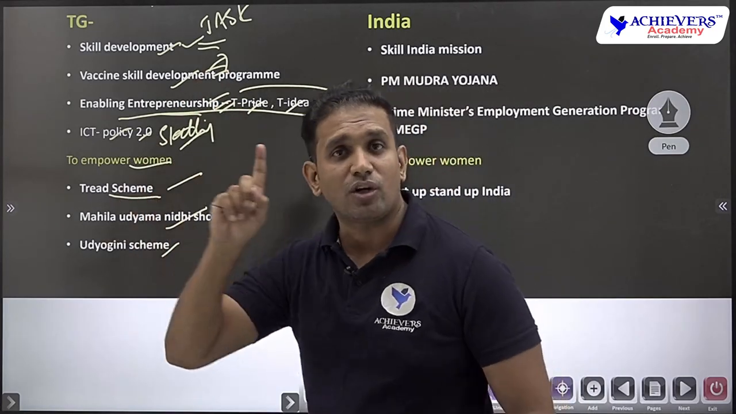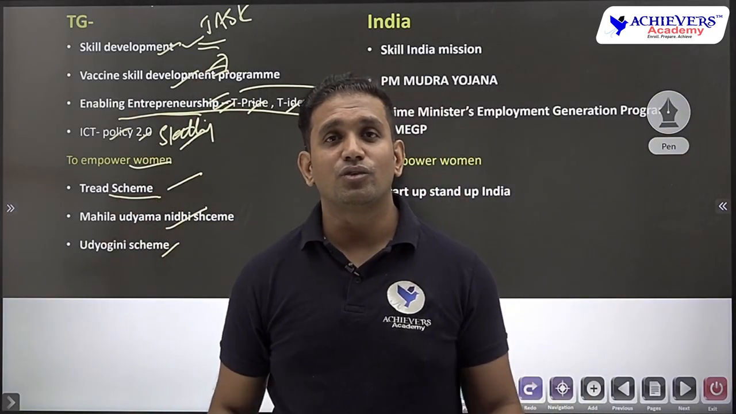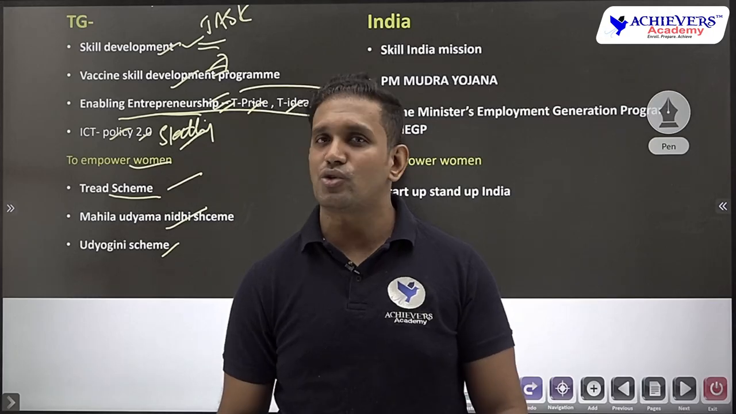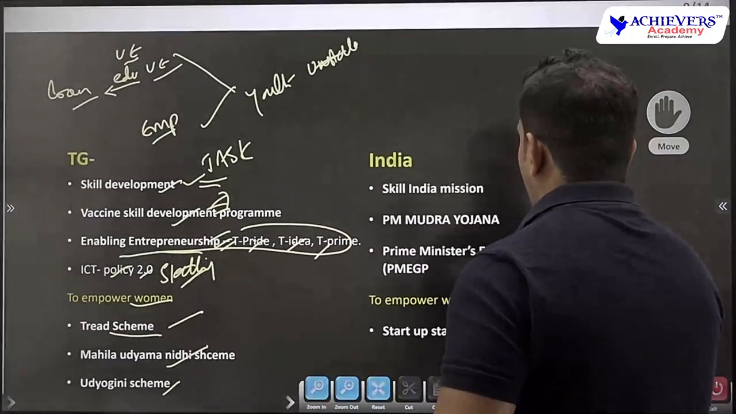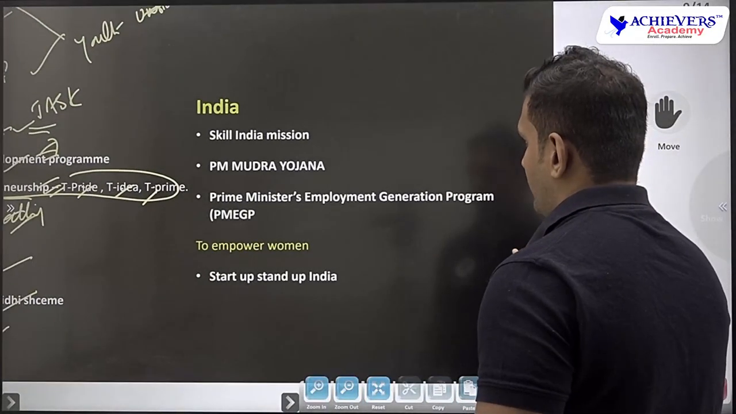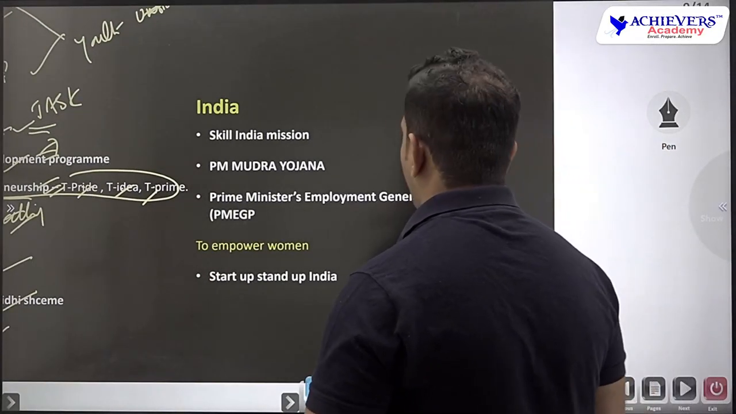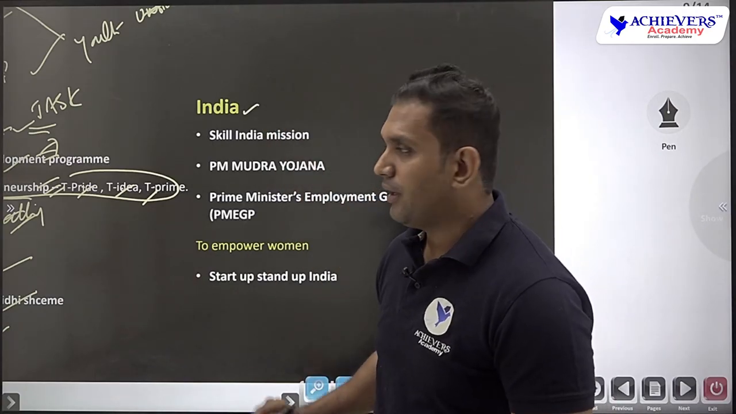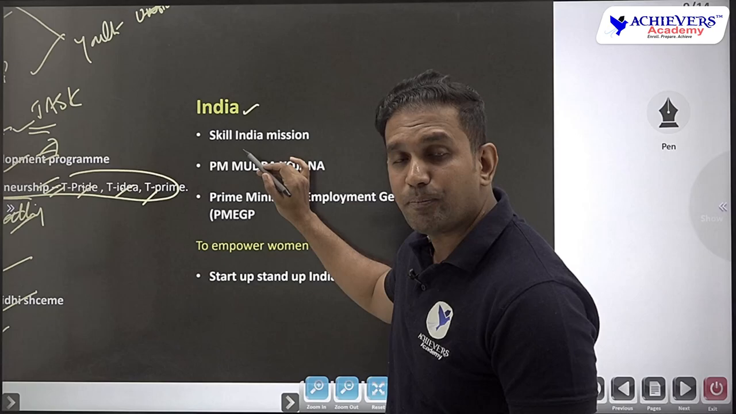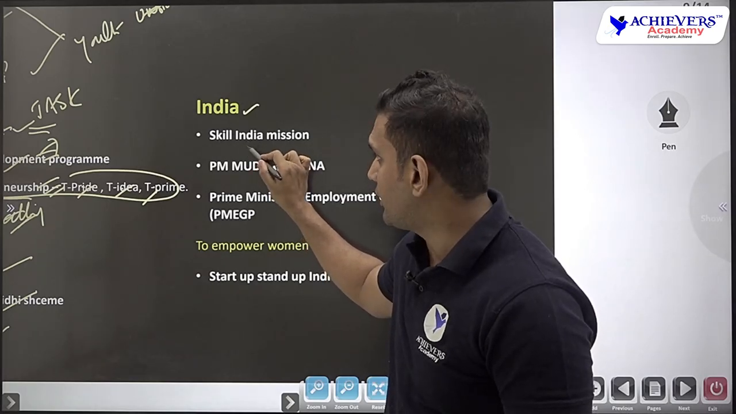After writing, because the question was open-ended, you cannot restrict all of your measures only to Telangana. That's why you have to also consider what? India also. Consider India. Right? So India is also running programs to harness the skills of the youth in the form of what?